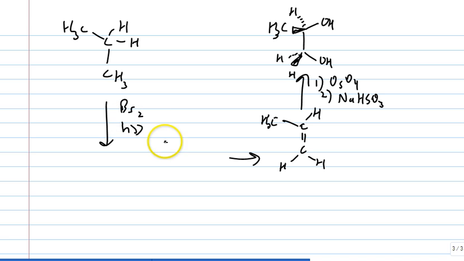Or Br2 and heat? Yes, I think so. I'll give you a hint. Whenever you have an alkane, this is the only thing you can do to it. This is the only reaction that you can react this with. So what happens is, when you use this, it replaces an H with a halogen.